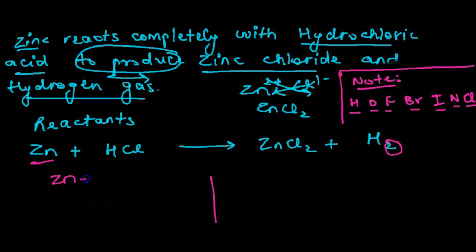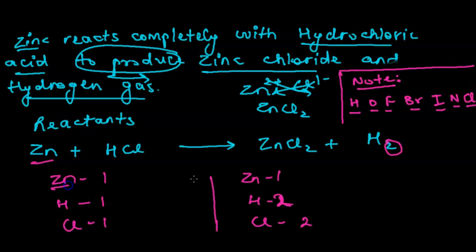So how many Zns we have is 1. How many Zn here we have is 1. How many H here we have is 1. How many H here we have is 2. How many Cl we have here is 1, and how many Cl we have here is 2. As we always have to balance hydrogen and oxygen elements at the end, we would first look at zinc. My zinc is already balanced, so I don't have to touch this at all. Then I do not have to see hydrogen. I would look at chlorine first.